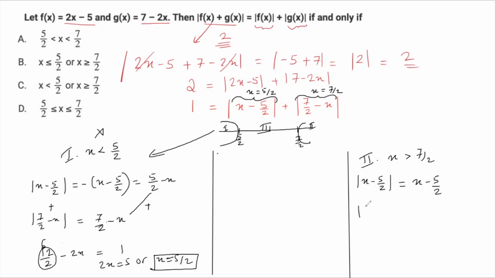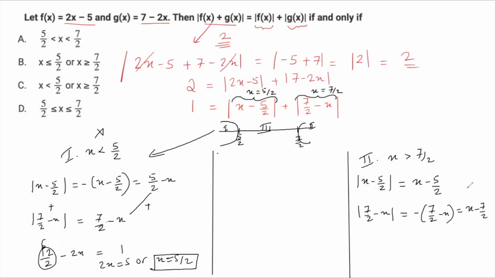So x minus 5 by 2 would remain as it is. And mod of 7 by 2 minus x. Since x is now greater than 7 by 2, 7 by 2 minus x will be negative. So mod of 7 by 2 minus x is minus of 7 by 2 minus x. And this becomes x minus 7 by 2.